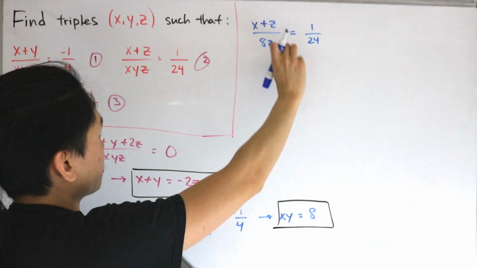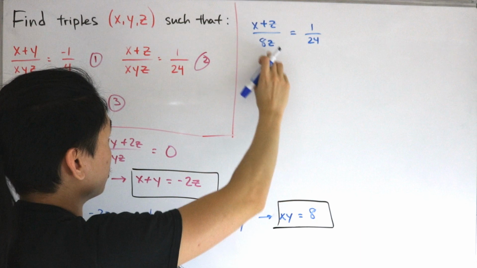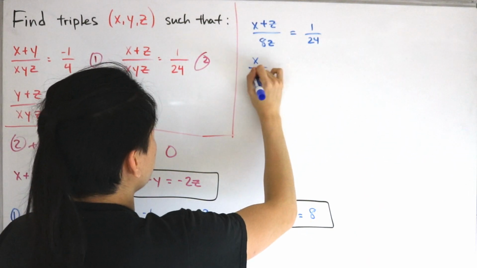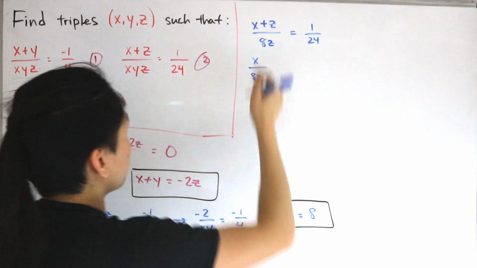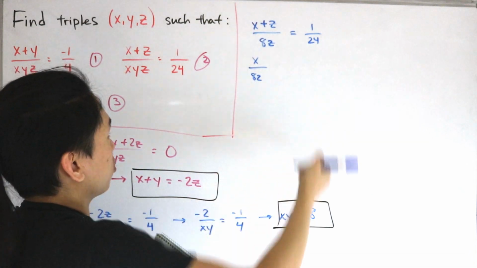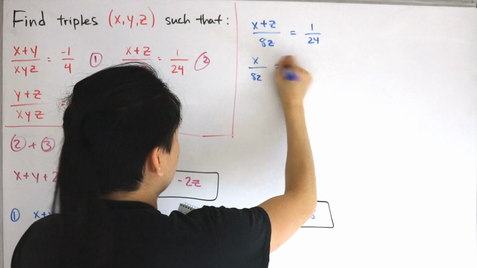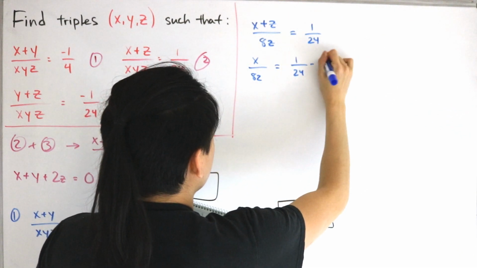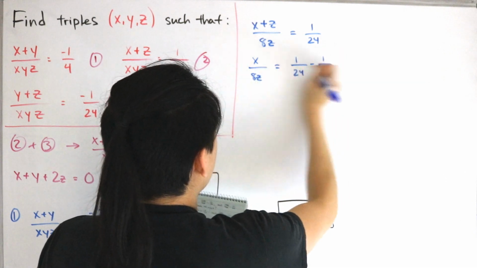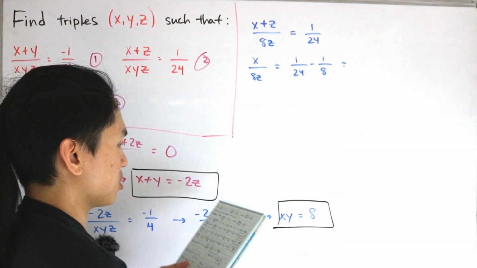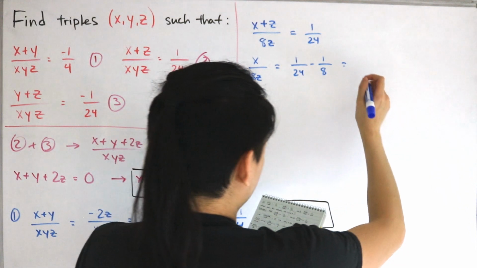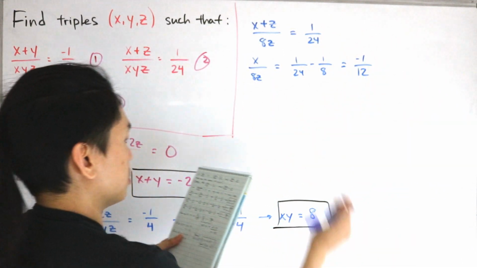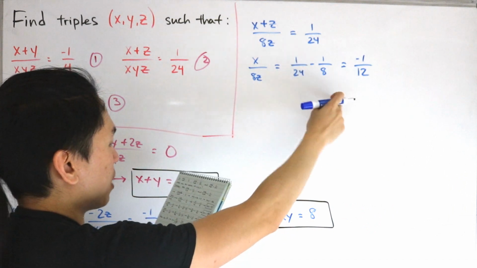Then what I can do from here is split the fraction using linearity. So I'll have x divided by 8z, and z divided by 8z, that's just 1 over 8. Let me take one step ahead and subtract that from both sides. So that's 1 divided by 24, then subtract 1 divided by 8. Of course, 1 over 24 minus 1 over 8 is simply equal to negative 1 divided by 12. Then that yields the left-hand side and the right-hand side.